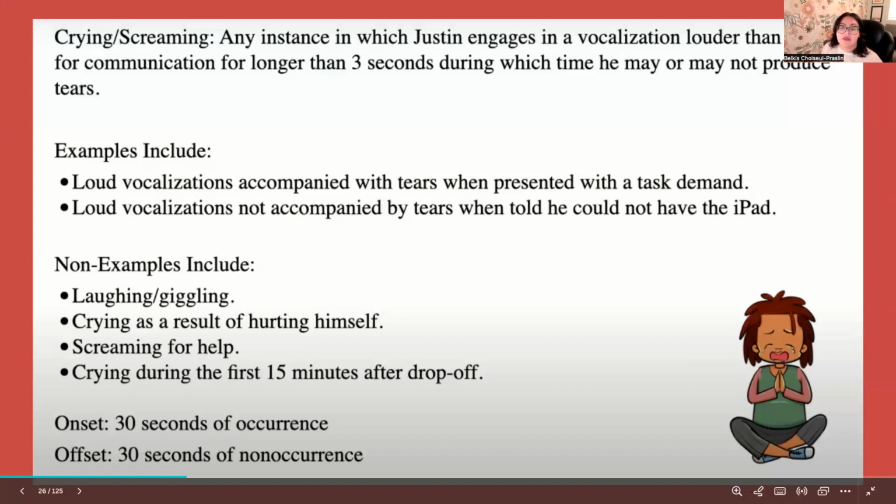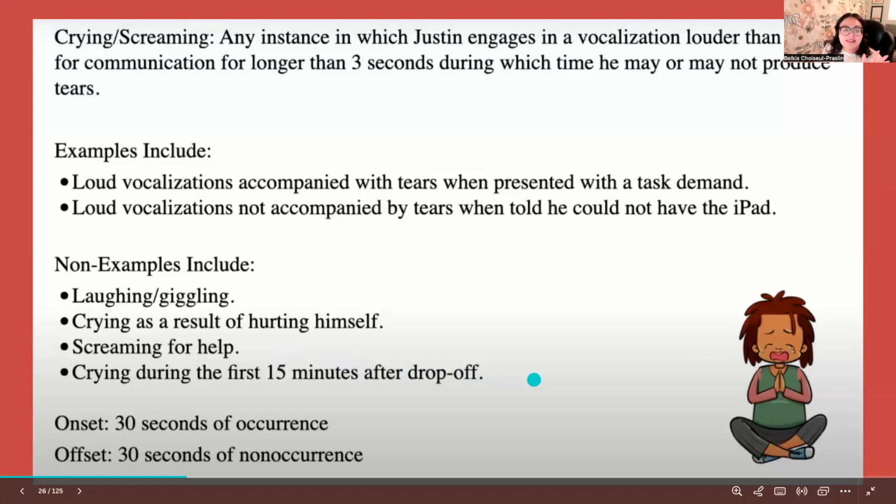So in this scenario, non-examples of crying or screaming are going to resemble the behavior, but they're actually not the behavior. Some examples are laughing or giggling, because that might happen at a vocalization level that is louder than communication, but it's not quite the same as crying or screaming, clearly. Crying as a result of hurting yourself is a totally different reason to cry, as well as screaming for help. Those are very different reasons to engage in a behavior that is louder than your communication and may produce tears, because the context of that behavior is very different than what we are trying to track here.